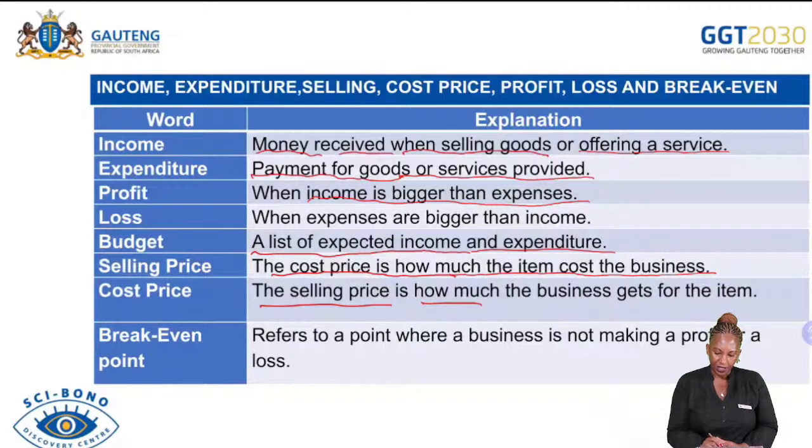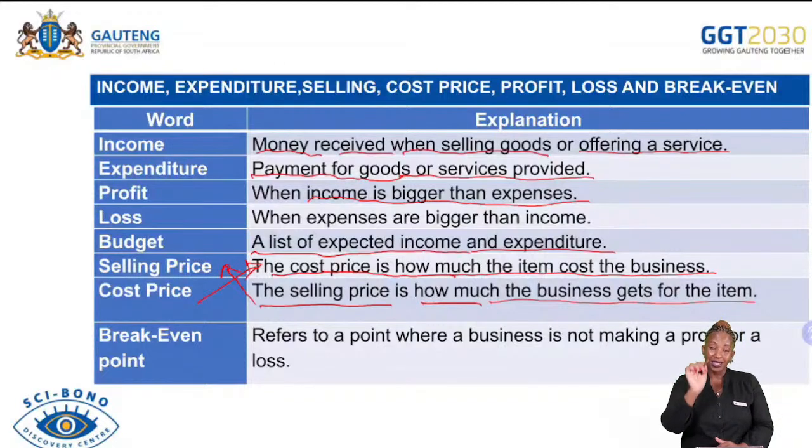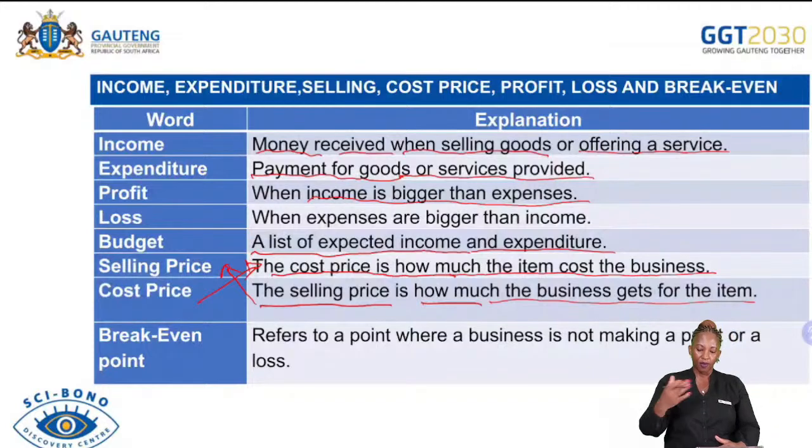So boys and girls, if you can see here, it says selling price is how much the business gets from an item. So it's just a mistake here. This one is supposed to go there, and this one is supposed to go there. The cost price is how much the item costs the business. And the selling price is how much a business is going to get from selling the items. So the selling price is how much the business gets from the items, and the cost price is the amount that you'll be spending.